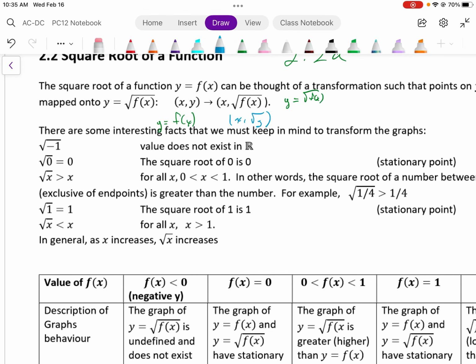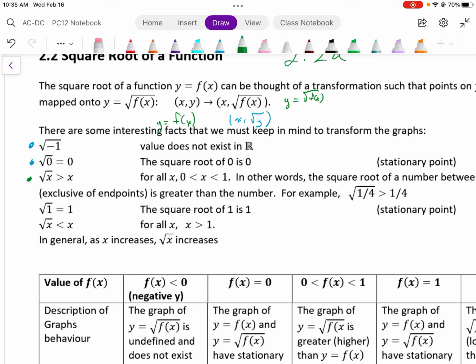So here are some interesting facts to keep in mind. The square root of -1 does not exist in the real number set. We can even extend that. The square root of any negative number does not exist in the real numbers. The square root of 0 is 0. So the square root of 0 is the same as 0 itself.